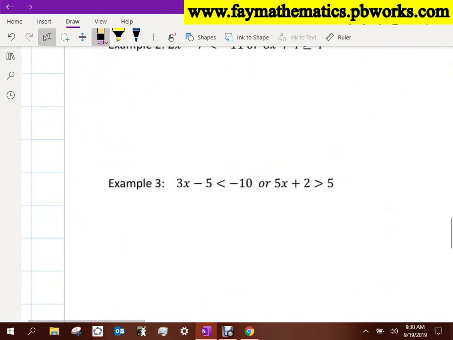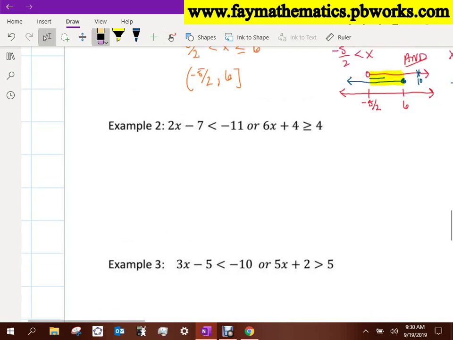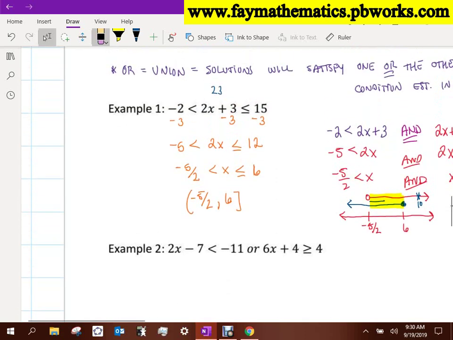All right, so now we've got the OR idea. Okay. Well, actually, let's go back real quick. So the idea now, let's choose a number out of that interval, 0. Would you agree that's between -5/2 and 6? Plug it in. If I plug 0 in, I get 3 in the middle, right? Is 3 greater than -2? And at the same time, is 3 less than or equal to 15? Okay, so that's what we're looking for. We're looking for those numbers that are between -2 and 15 when we plug our x values in.